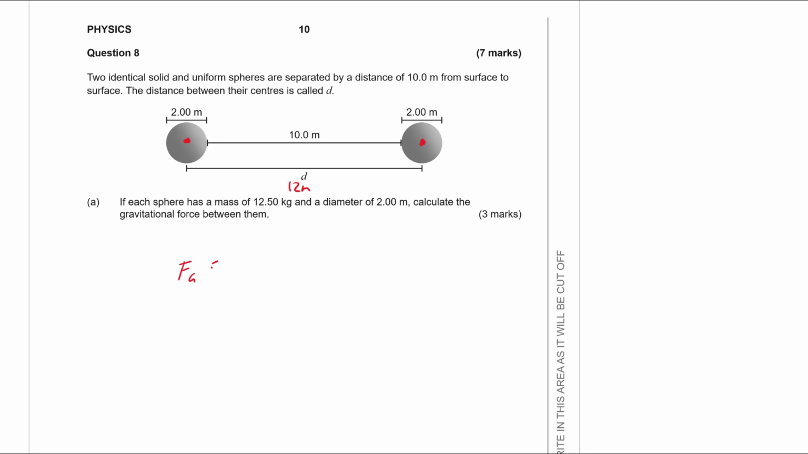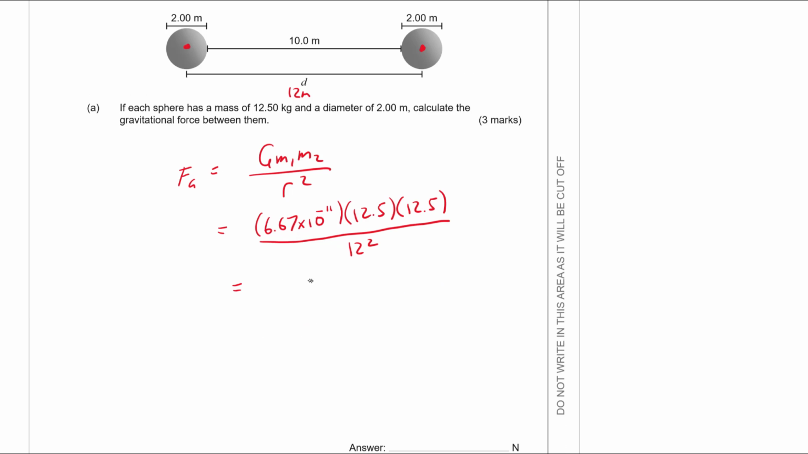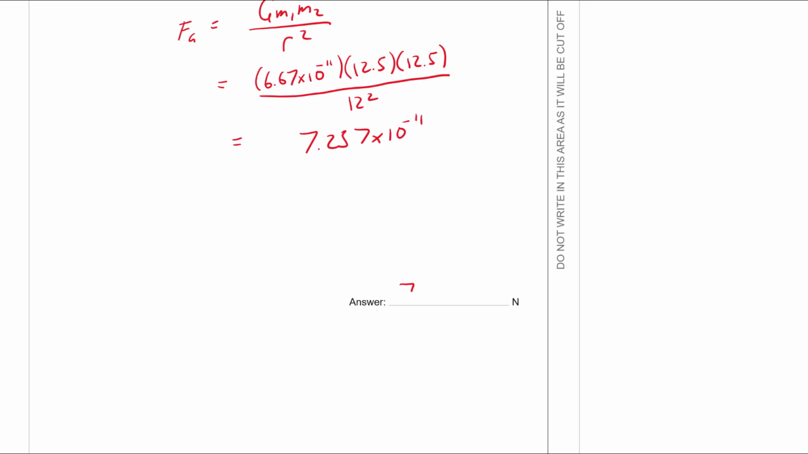The gravitational force is equal to G m1 m2 over r squared, and then you sub in those values. Notice that they're both 12.5 because they're identical. What you should end up with is about 7.237 times 10 to the negative 11. So put that down here, there's a lot of space for it: 7.24 times 10 to the negative 11.